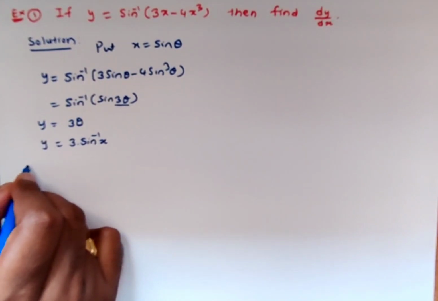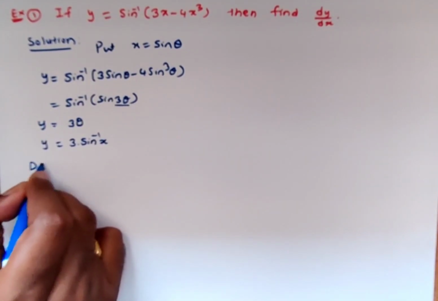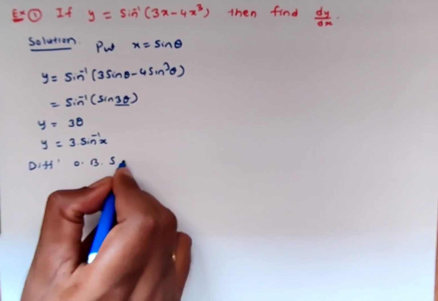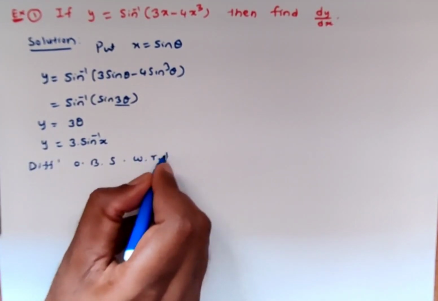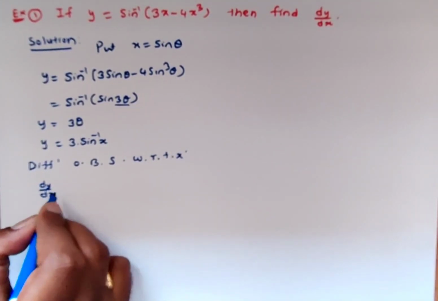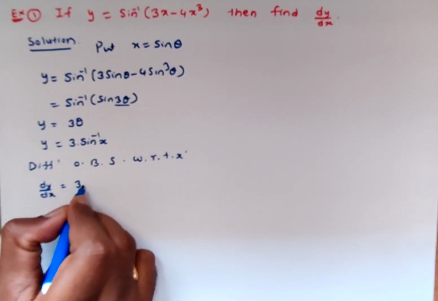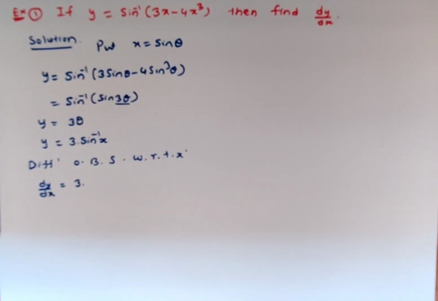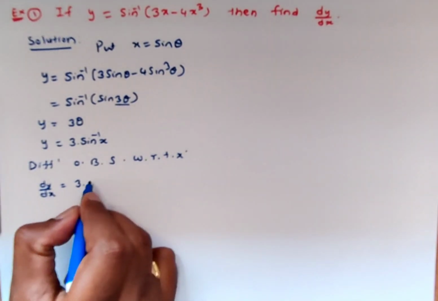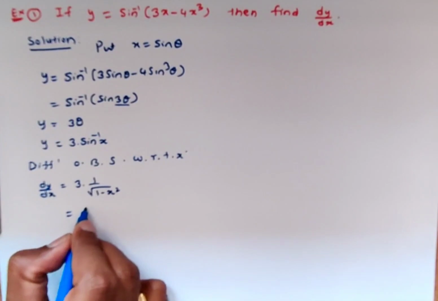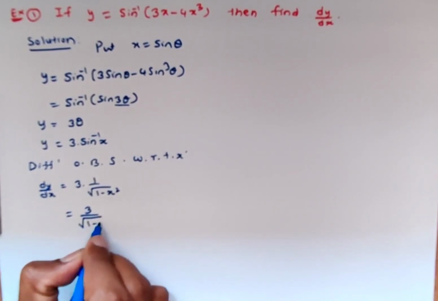Now apply the derivative. So differentiate on both sides with respect to x. On the left hand side it is dy by dx of y, and this is 3 into the derivative of sin inverse x. The derivative of sin inverse x is 1 by root of 1 minus x square. So this is 1 divided by square root of 1 minus x square. So the derivative of this is 3 divided by root of 1 minus x square.